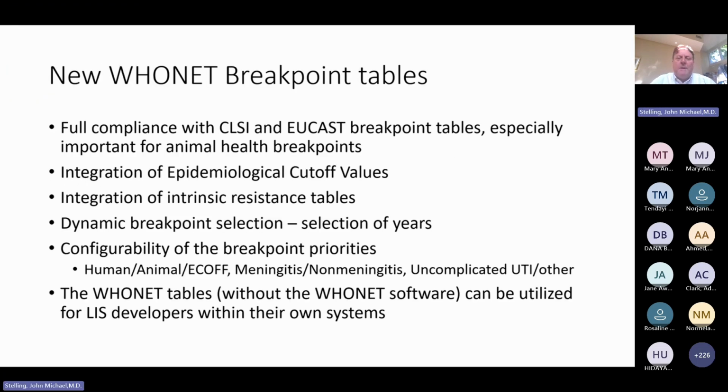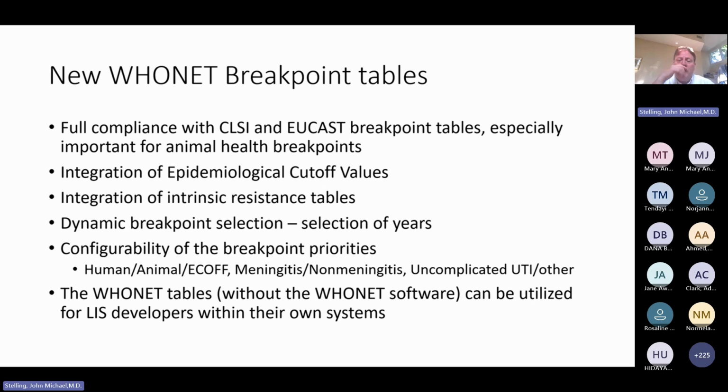I'll make a few comments about the new breakpoint tables because it is relevant for today. When I started a long time ago, CLSI and the French and the Germans and the Swedish all had different guidelines, and there was one very, very long table for all organisms. And then there were a few exceptions for like Streptococcus pneumoniae, Pseudomonas. So there were what we called general breakpoints that were applied to all bacteria with some exceptions.